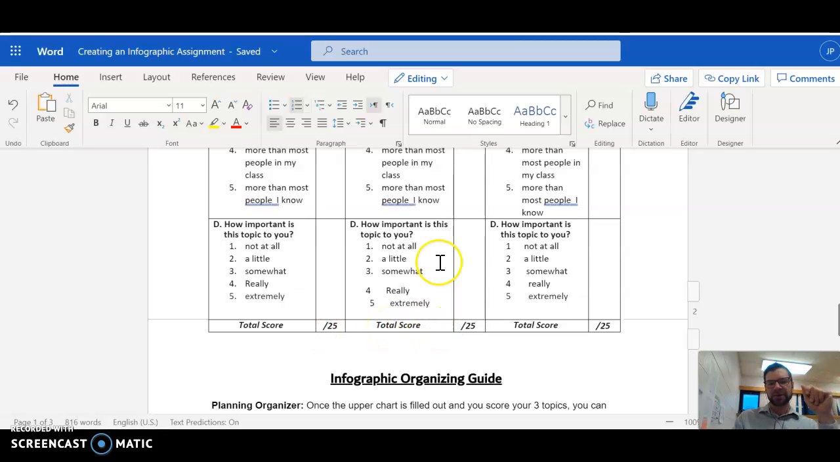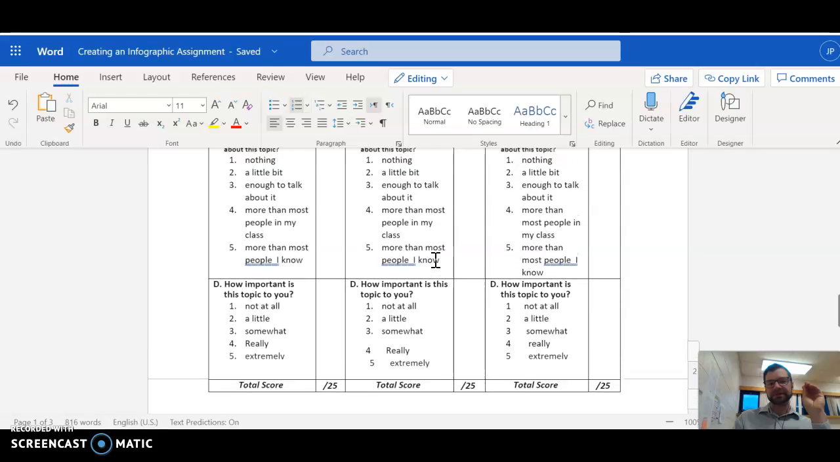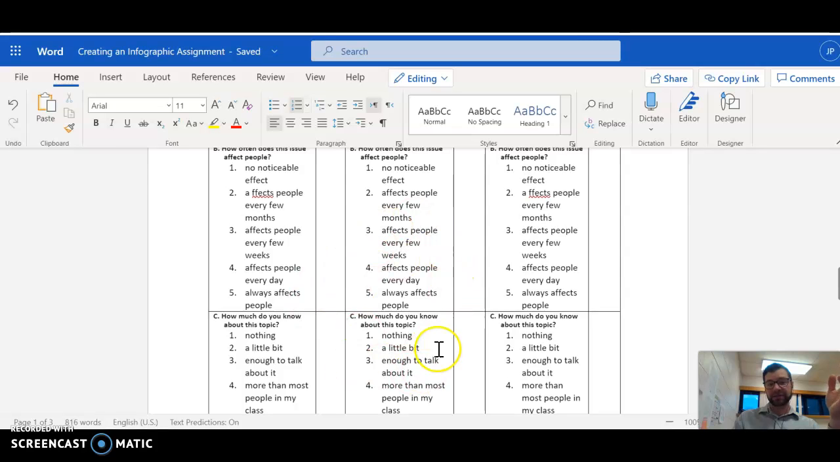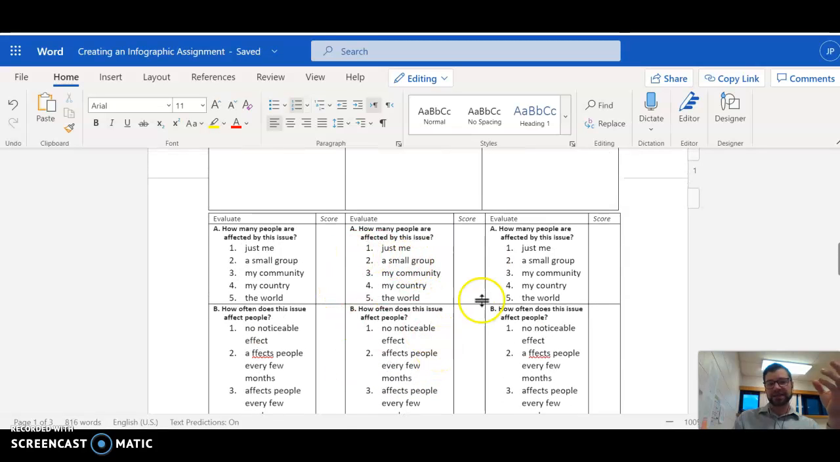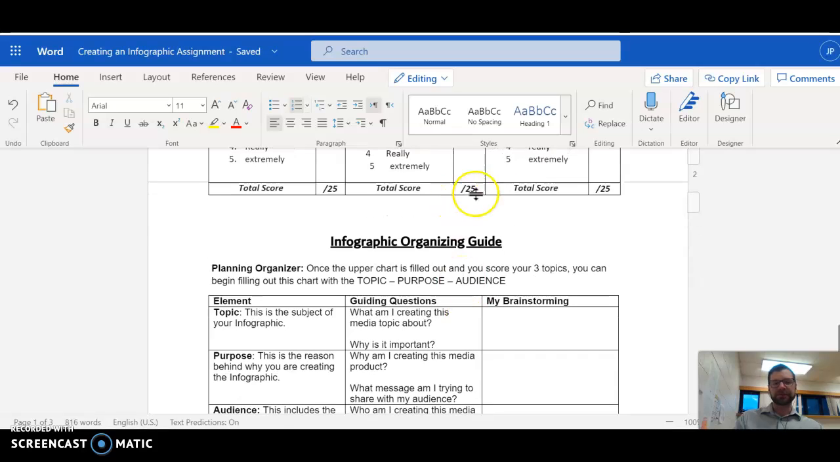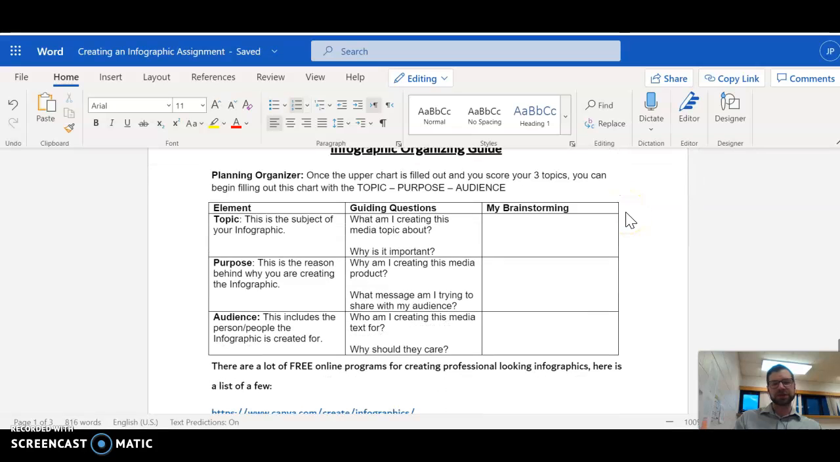Not bad. Maybe you do one that you get like a 20 out of 25 on, because it's extremely important to you. You're educated in it. It affects lots of people, and it's a very broad thing. It's an issue that goes all over the place. So that would be a good one. I would pick the one that you get the highest score on of your 3 issues.